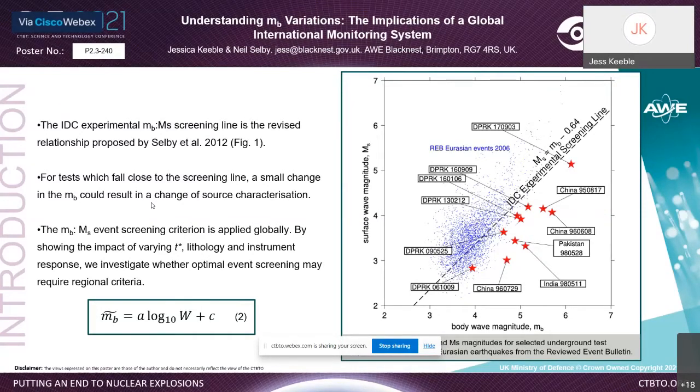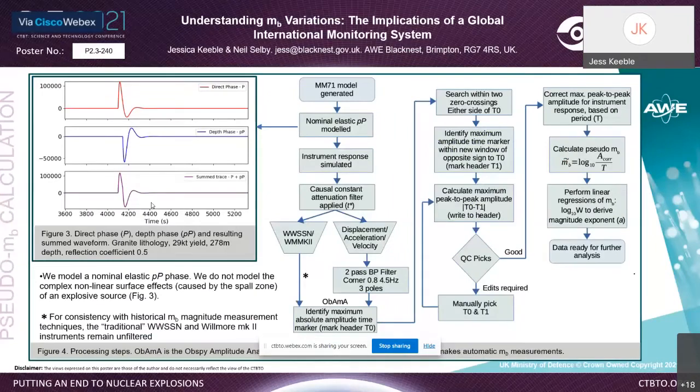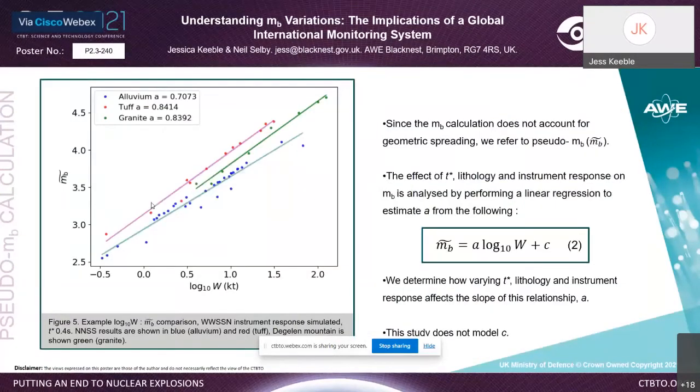For events which fall close to the screening line, a small change in body wave magnitude could result in a change of source characterization. We've used the Mueller-Murphy 1971 model to generate synthetic P waves from underground explosion tests carried out at the Nevada National Security Site and Degelen Mountain. An overview of the processing steps is shown here in figure 4. We perform a linear regression to derive a slope of the body wave magnitude log yield relationship, and this can be seen in figure 5.